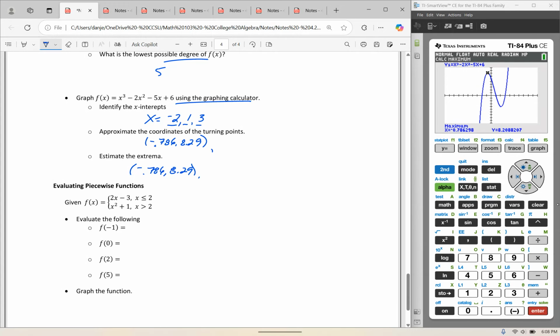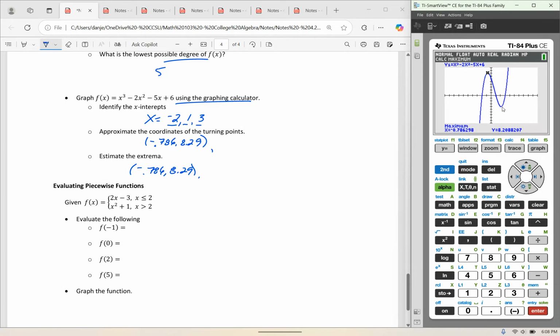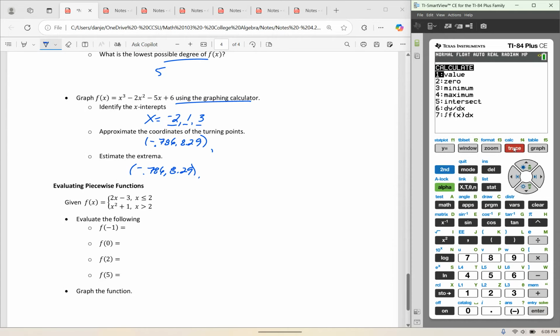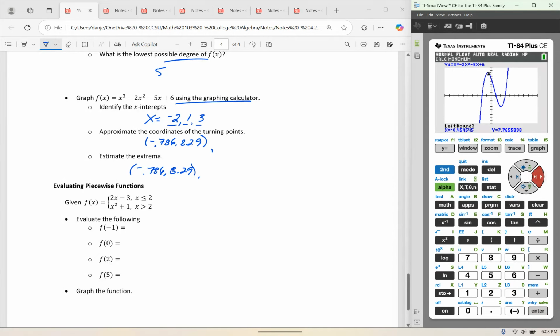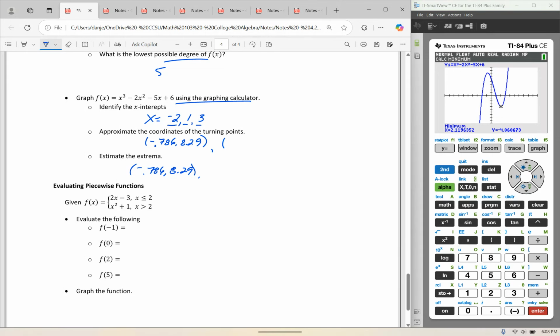The other turning point is this minimum right here. Second calc, number 3, the minimum. Now we want to be to the left of the minimum somewhere. This is about good. Press enter. Move to the right of that. Press enter. Move back somewhere in between. And we have a turning point at 2.12, and the y value is -4.06. Again, that's another extrema, 2.12, -4.06. So notice that the extrema occur at the turning points.